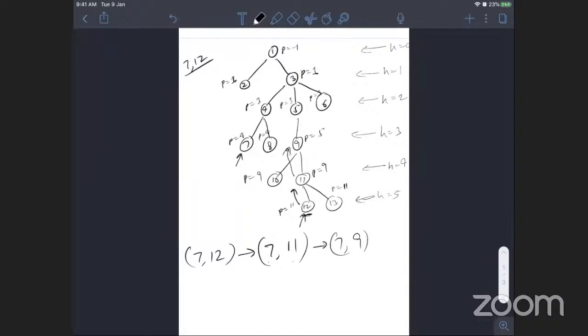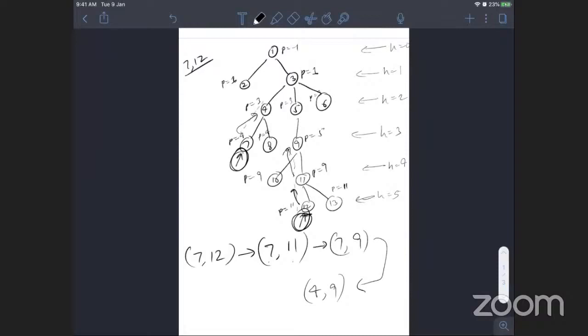Let's say, because their heights are equal, 7 is also on height 3, 9 is also on height 3. So we'll just pick any of them. Let's say we pick 7 and we make 7 climb one step up. So now 7 will go to 4, right? Here. And so it becomes 4, 9. So you have these two pointers. One pointer starts at 7, the other pointer starts at 12. And gradually they both move up. So this guy keeps on moving up, up, up, and this guy also keeps on moving up, up, up.